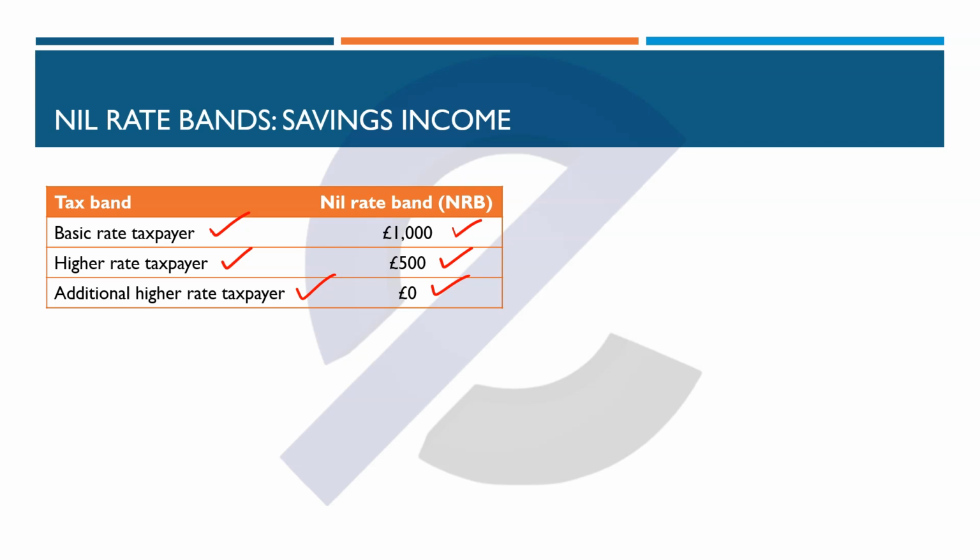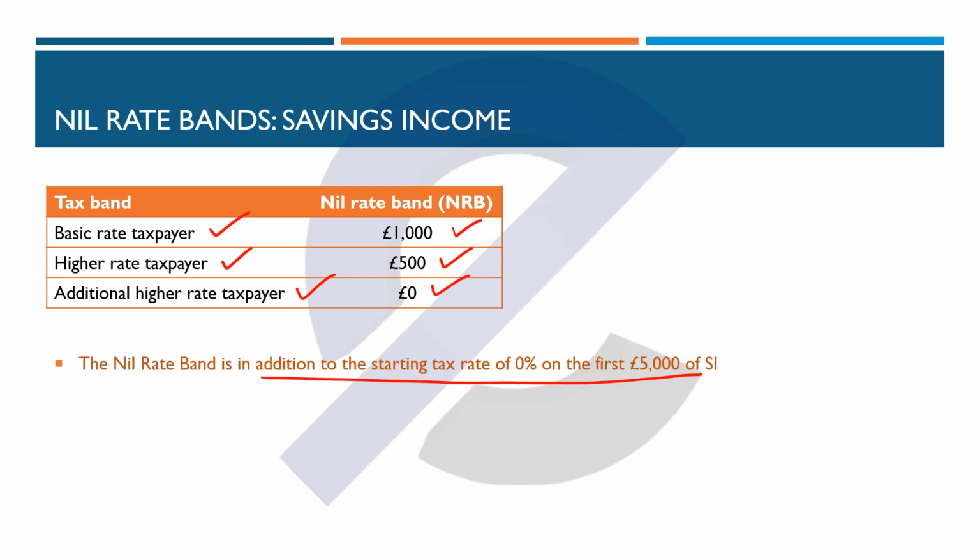Now, the nil rate band relief is available on savings income in addition to the starting rate of 0%, which is applicable on the first £5,000 of savings income, provided it falls in the basic rate band. So if in a situation an individual's saving income does fall in the first £5,000 of the basic rate band, it will be taxed at zero, and then taking into account the tax status of the taxpayer, an additional £1,000 or £500 will also be taxed at zero because of the nil rate band.